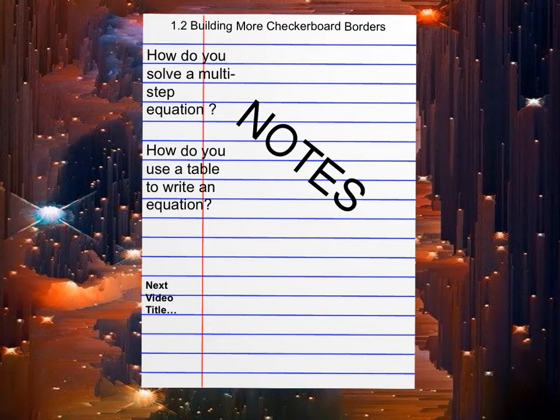This video is for 1.2, building more checkerboard borders. It is actually the second video, titled how to use a table to write an equation. You're going to go ahead and write your notes on the right hand side. You should have already watched a video before this for section 2-3 out of your Holt textbook, which is how do you solve a multi-step equation. And then you have one more video after that, and you want to make sure you write that next.